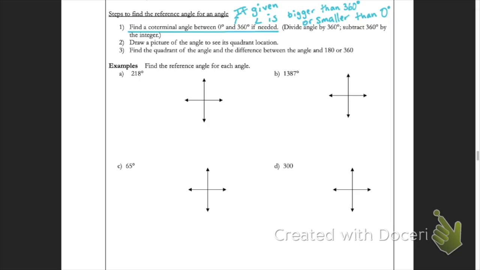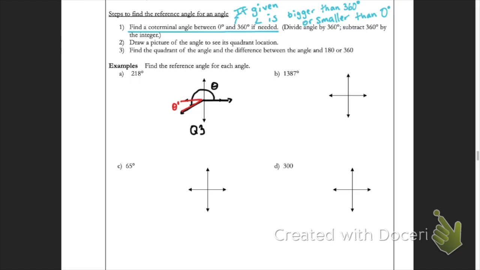We can go ahead and skip to step 2, which is draw a picture of the angle to see its quadrant location. So there I've drawn it. I know it's in the third quadrant because I know going down at like 6 o'clock would be 270. So it's got to be between the x-axis and y-axis in the third quadrant. And now I'm going to draw in what my reference angle would be. Remember, it should be acute, should share the terminal side, and touch the x-axis. Q3, so there it is. I know Q3 is where my reference angle should be.